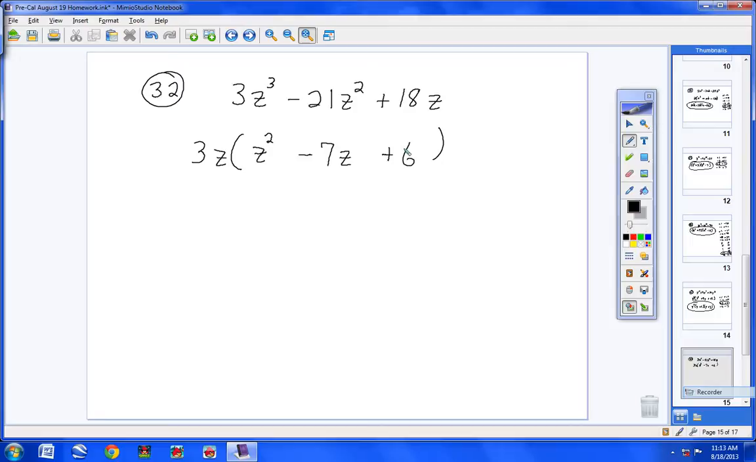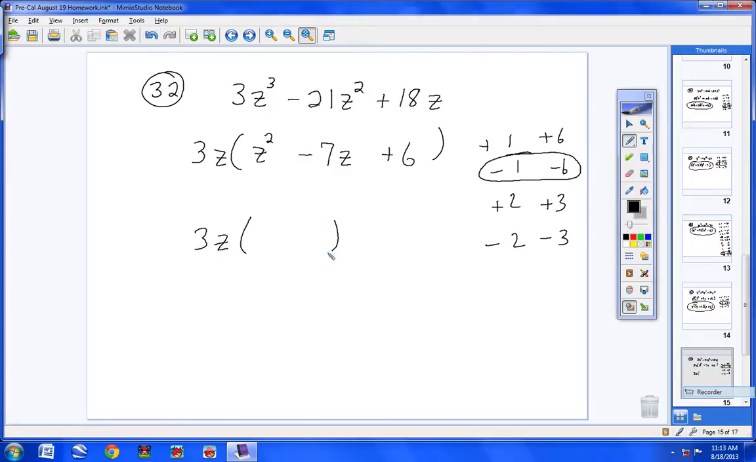So I'm going to list out all the factors of 6, my last term. So 1 times 6, 2 times 3. It is a +6, so my sequence needs to run positive times a positive, negative times a negative, etc. There. So I've listed out all my factors of 6. Now, I'm going to pick one of these groups based on my middle term, which is a -7z. And the group I'm going to pick is this, because if you add a -1 and a -6, you get a -7.